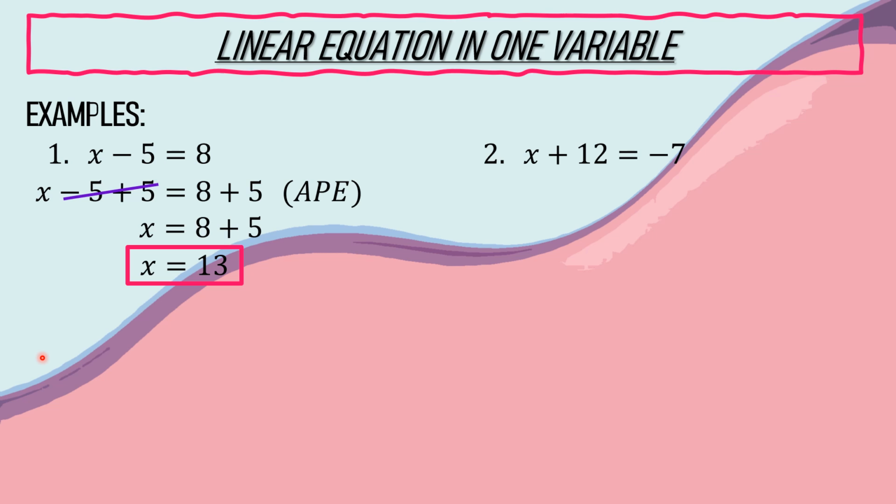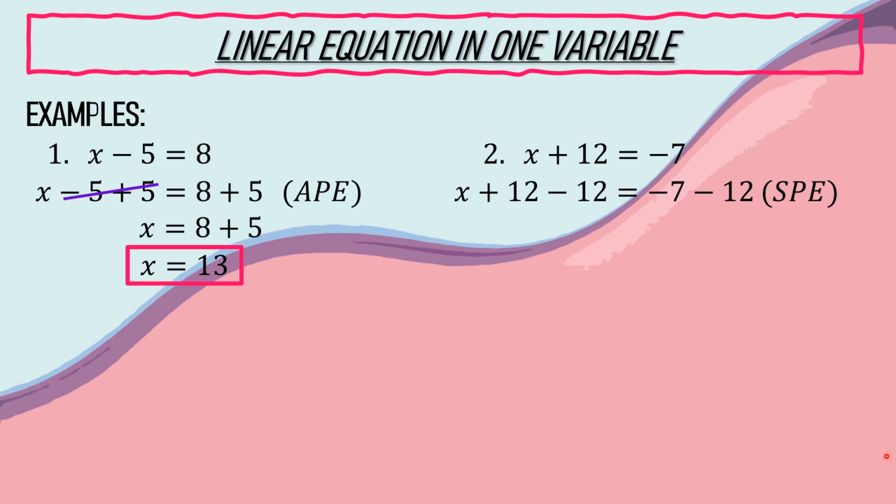Second example: x plus 12 is equal to negative 7. Kung mapapansin nyo, ang given ay plus 12. So, kailangan nating i-apply ang SPE or subtraction property of equality para makancel natin yung positive 12. Dahil ang kabaliktaran ng positive 12 o ang reciprocal ng positive 12 is negative 12. Since negative 12 ang idadagdag natin or minus 12, that is subtraction property of equality.